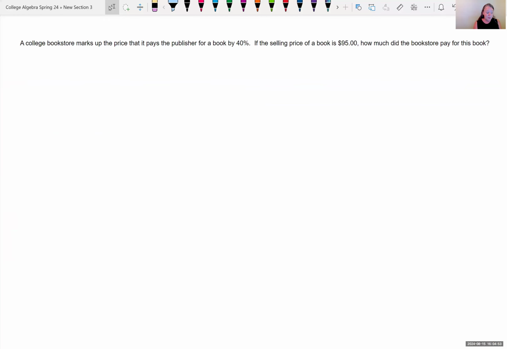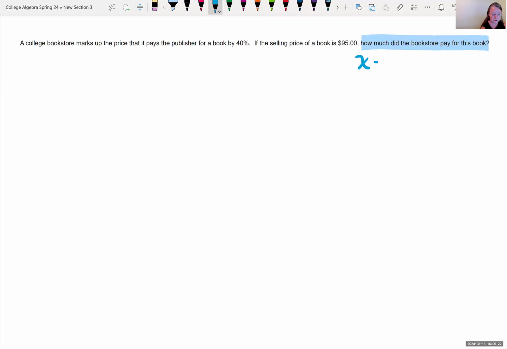So the next example, the college bookstore marks up the price that it pays the publisher for a book by 40%. If the selling price of the book is $95, how much did the bookstore pay for the book? Okay, so basically, again, we're looking at the question. It's asking me how much does a bookstore pay? So that's what I'm going to choose my variable to represent.